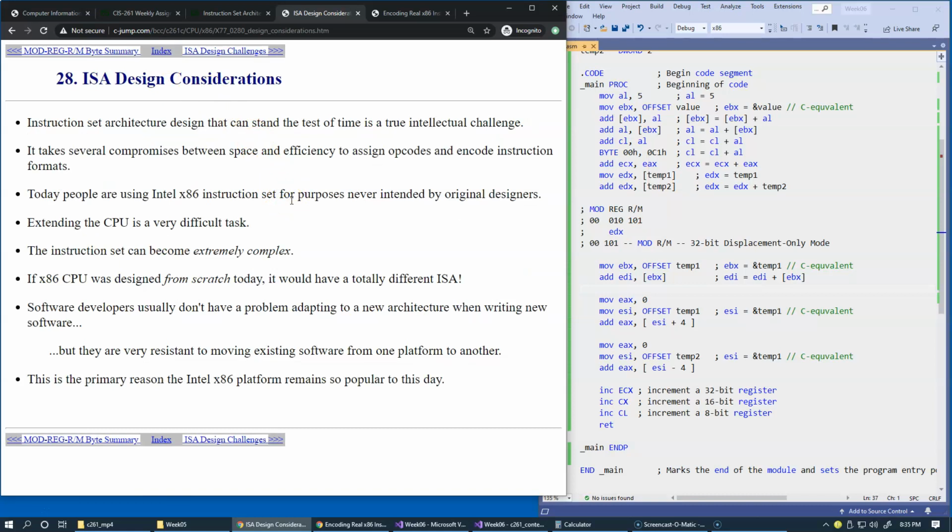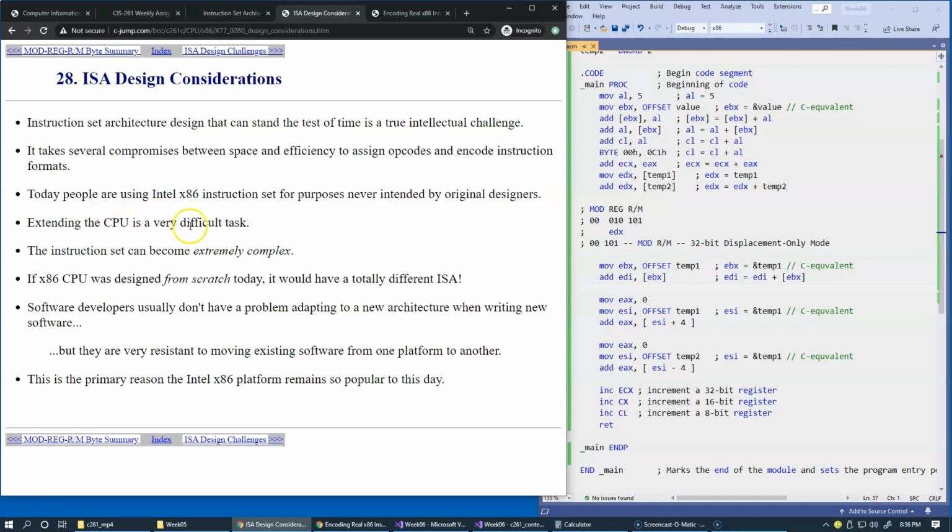So just a summary of ideas that stem from these experiments that we tried today. The instruction set architecture that we're looking at here today goes back to the 1980s in the decision making of organizing all of these opcodes and opcode fields and individual bytes and everything together. So instruction set architecture design has to stand the test of time. And it's an intellectual challenge today to be able to predict how successful decisions that you're making today will be in 1 year, in 5 years, and so forth. So, of course, some compromises have to be made. And today, people are still using x86 instructions for purposes never intended by the original designers. So we can say that this architecture is quite successful.